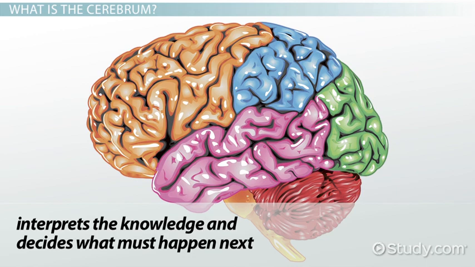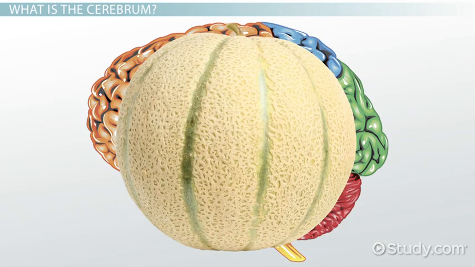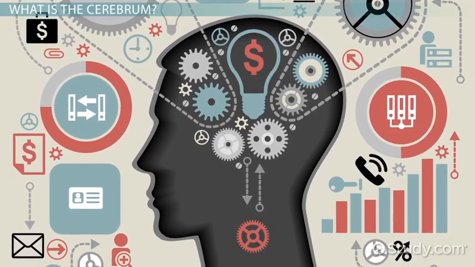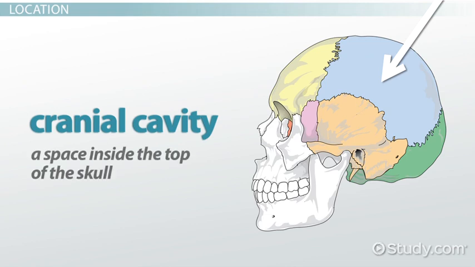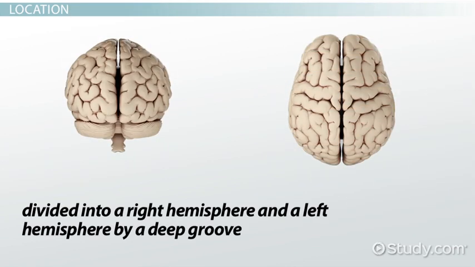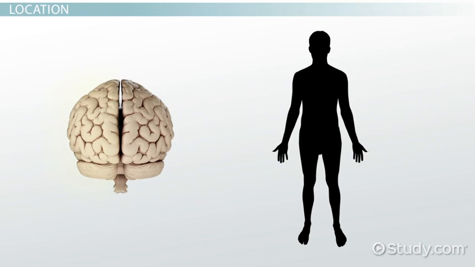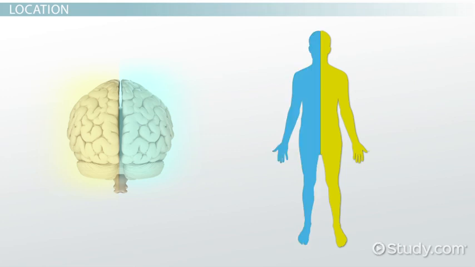In short, your cerebrum, although approximately the size of a cantaloupe, holds the instructions for everything you do in your daily life. The cerebrum is located in the upper part of the cranial cavity, which is a space inside the top of the skull. It is divided into a right hemisphere and a left hemisphere by a deep groove, known as the longitudinal fissure. The right half of the cerebrum controls the left side of the body. The left half of the cerebrum controls the right side of the body.